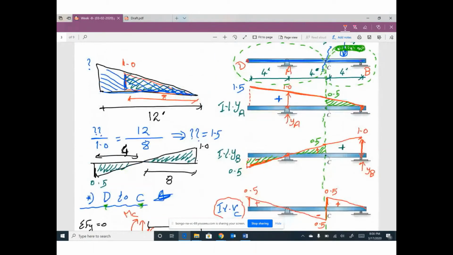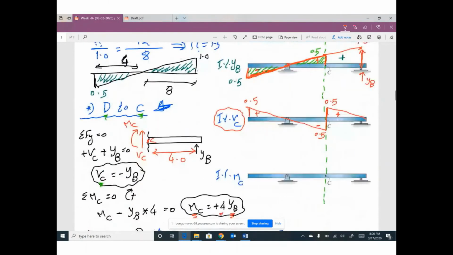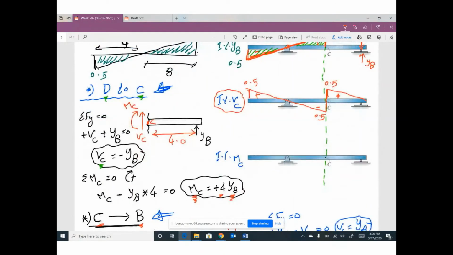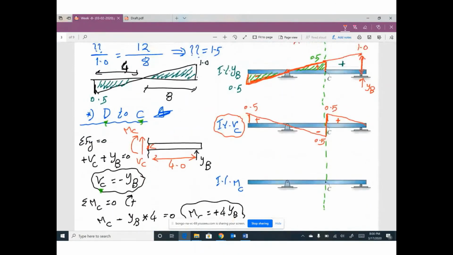From D to C, here is the shape of YB. Can you multiply this shape of YB by 4? Remember, by positive 4. So don't change any. Keep it as it is. The only change is this value is positive 0.5 will remain positive, but this value will be 2.